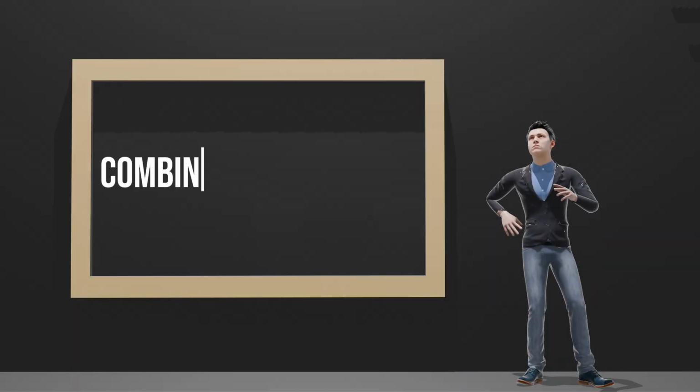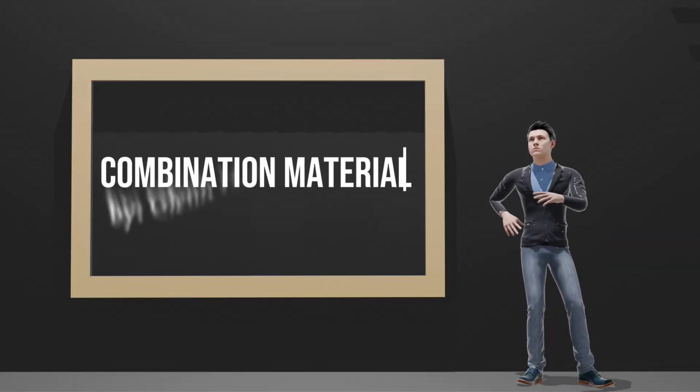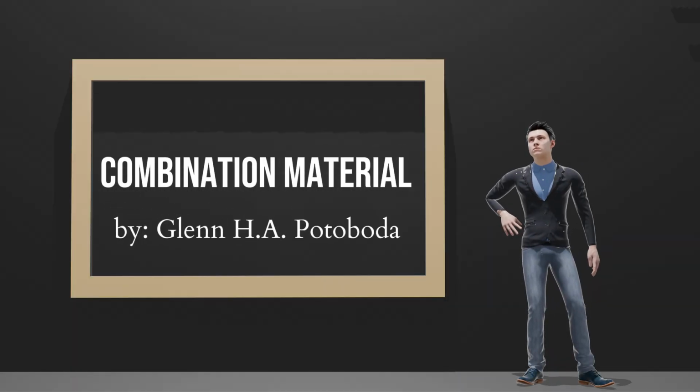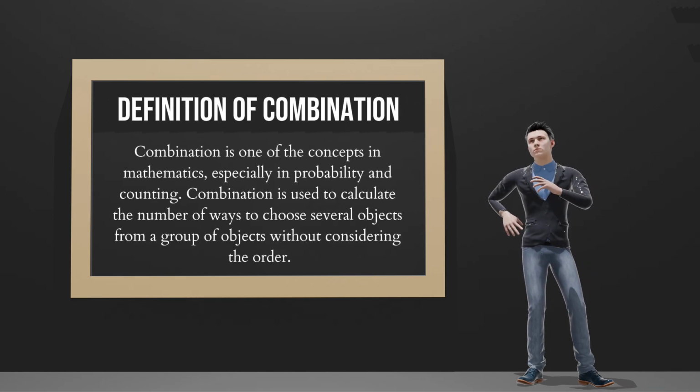Hello, in this video, we will discuss in detail the concept of combinations in mathematics, which is an important part of counting techniques and probability. A combination is a method used to determine the number of possible ways to select a number of items from a larger group without considering the order of selection.